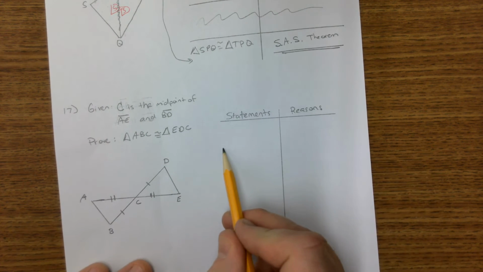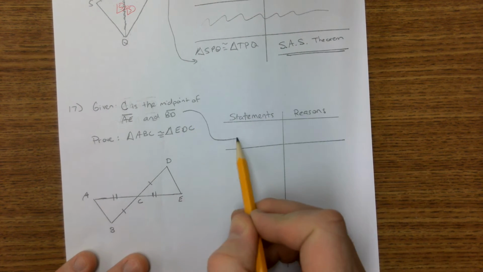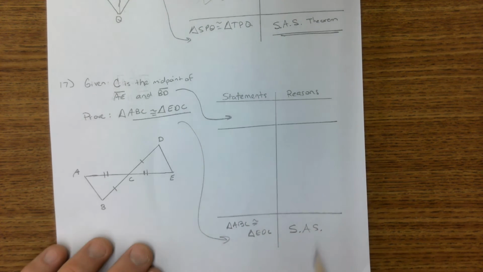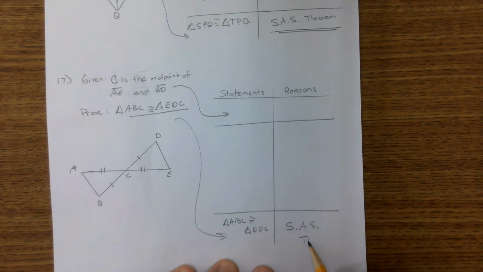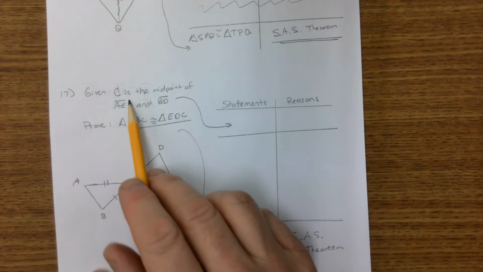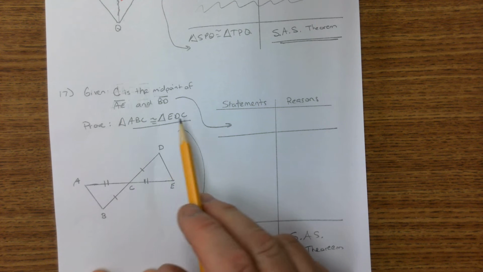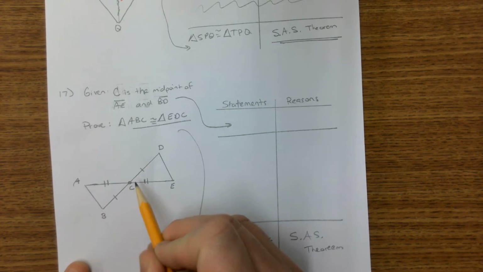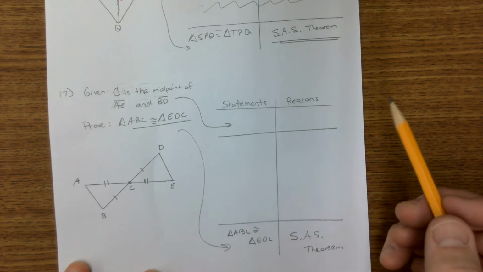All right, so let's do the same thing here. We can take this line and write it here, and we can take this bottom line and write it right there. Triangle ABC is going to be congruent to EDC. And we know the reason. There is no other reason right now. In this lesson, this is the only reason. All right, so let's see what we have. C is the midpoint of these big segments. So here's A to E, and C is the middle of that. And here's B to D, and there's the middle of that.